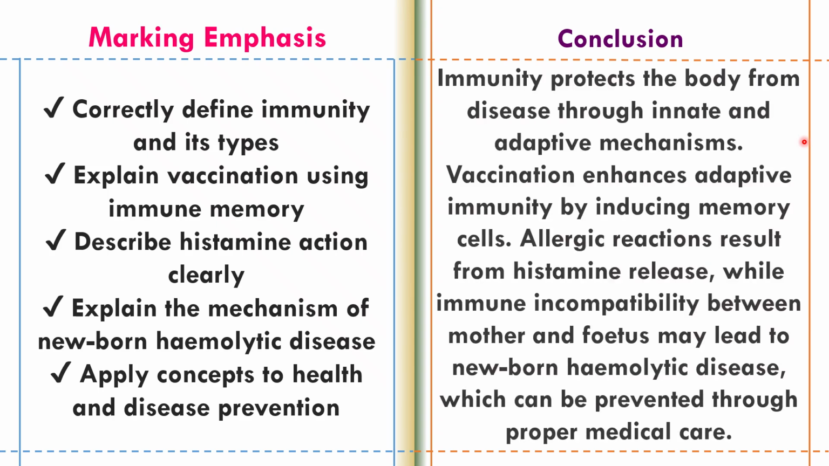Conclusion. Immunity protects the body from disease through innate and adaptive mechanisms. Vaccination enhances adaptive immunity by inducing memory cells. Allergic reactions result from histamine release, while immune incompatibility between mother and fetus may lead to newborn hemolytic disease, which can be prevented through proper medical care.